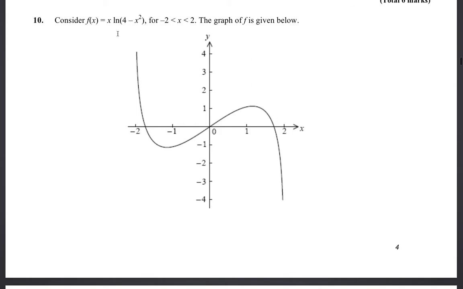Consider the function f of x equal to x times ln of 4 minus x square for x between minus 2 and plus 2. The graph is shown here. So x is between minus 2 and plus 2. The y-axis, the scale minimum is minus 4 and the maximum is 4.